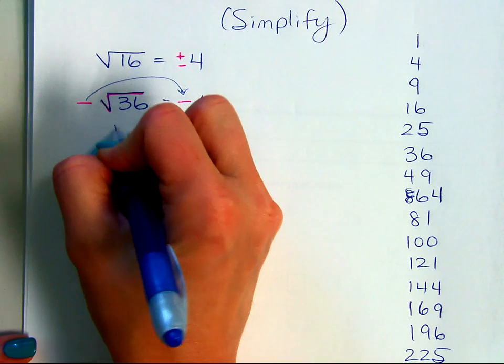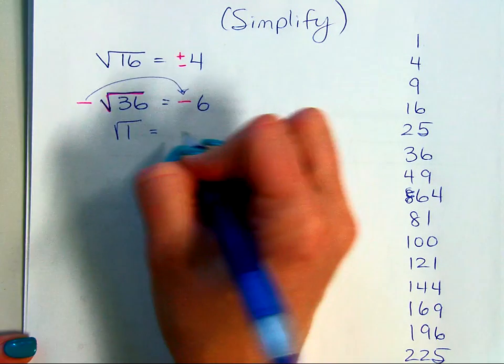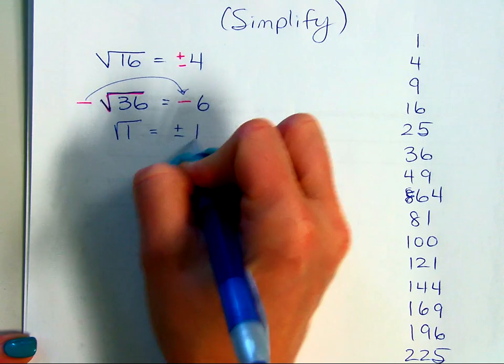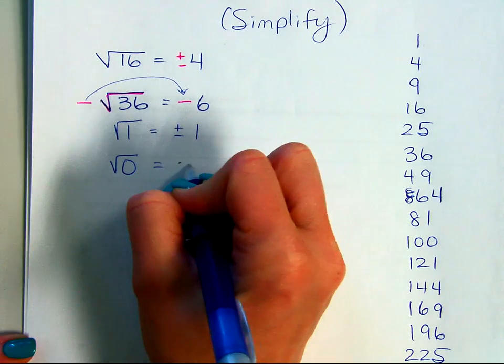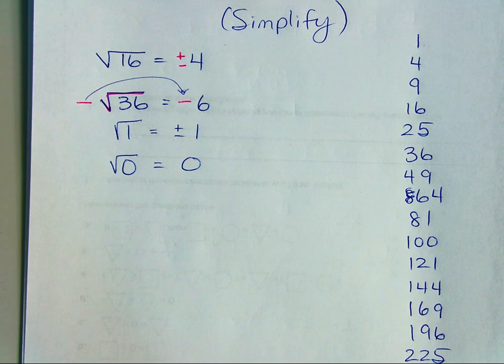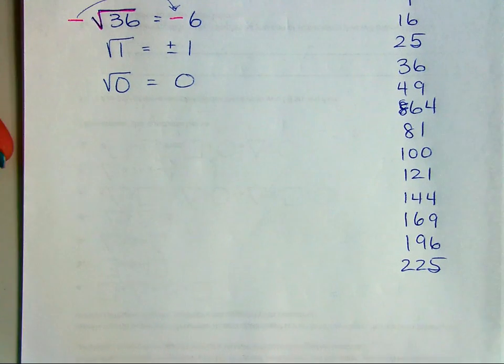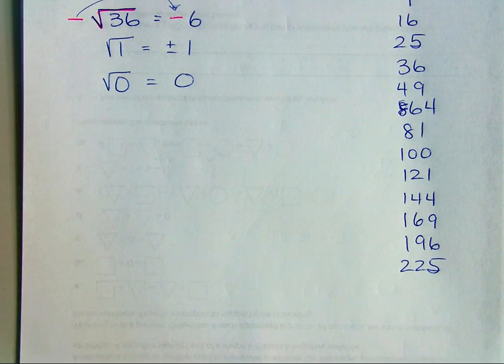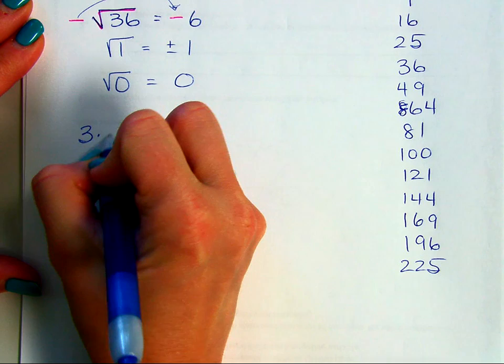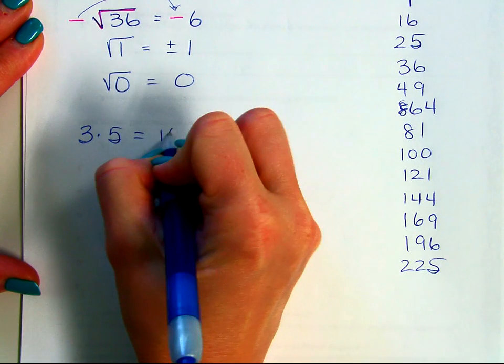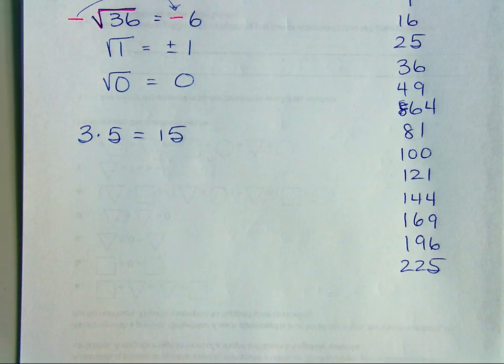Okay, what's the square root of 1? A positive or a negative 1. What's the square root of 0? Just 0. Okay, those are just two I wanted to make sure you knew, because everybody gets a little confused. Okay, now we're getting into the good stuff. If I were to say to you, hey, what's 3 times 5? You would say 15, right?